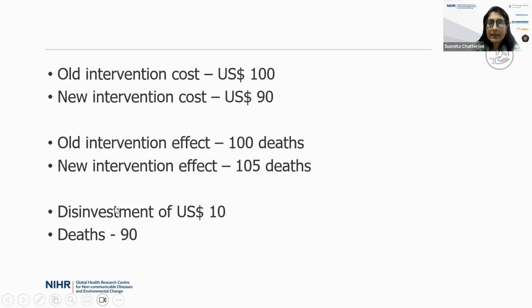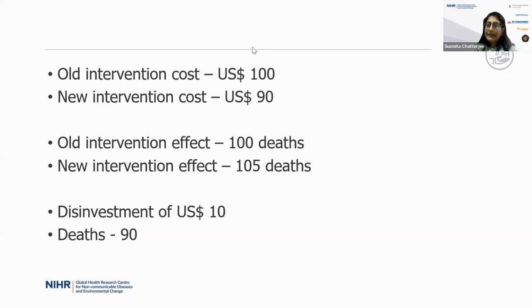So this is called disinvestment. That is, previously I was investing 100, but now I am investing 90. So I have actually freed $10. Now, this $10, I will not keep idle, right? I will put it somewhere in the health system. I don't know where, anywhere in the health system. And then when I look at the overall picture, the health outcome, I see that the deaths reduced to 90.